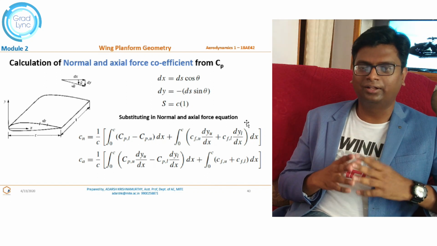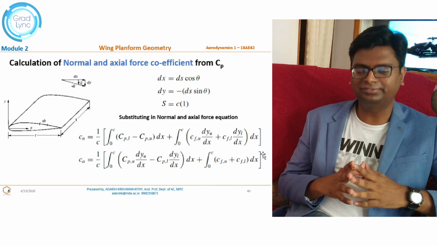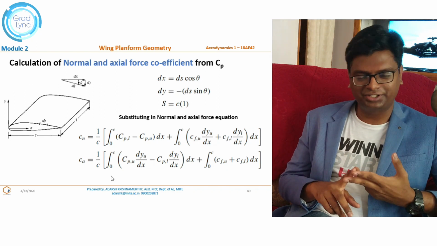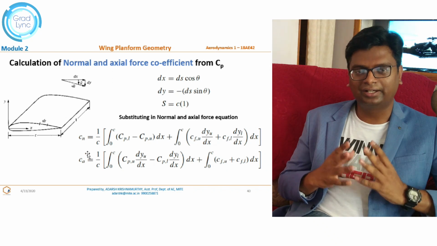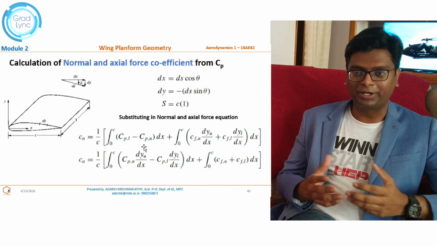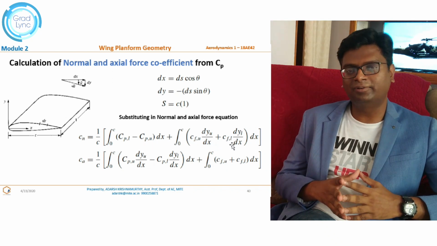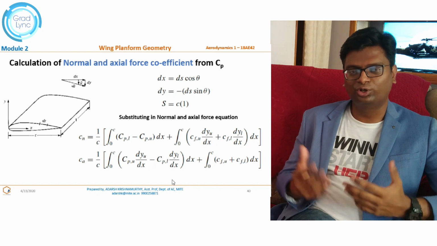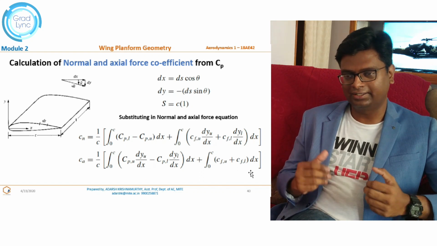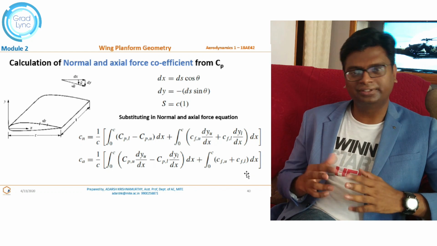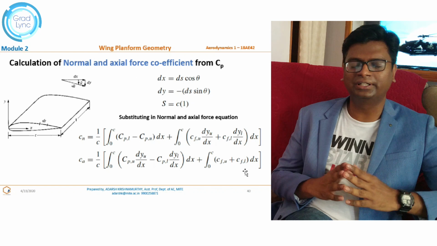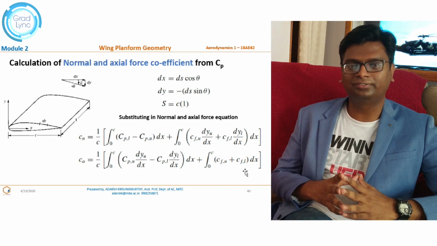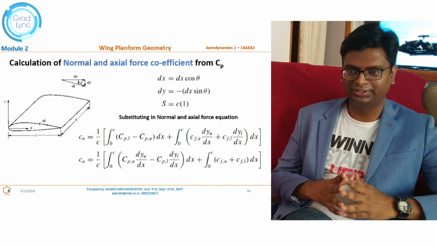See, normal force and axial force consist of pressure force and the shear force. So the first term in the first equation represents the coefficient of normal force due to pressure force, and the second term of the first equation represents the coefficient of frictional force, right? That is Cf on the upper surface and Cf on the lower surface. And similar analysis goes for the calculation of coefficient of axial force, right?